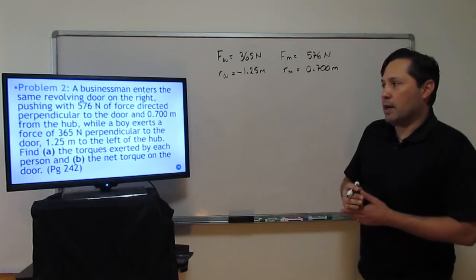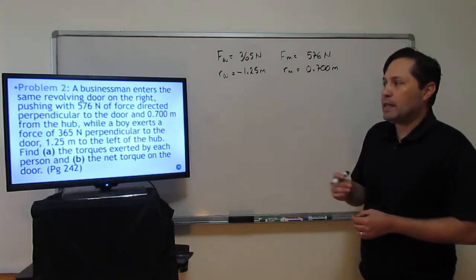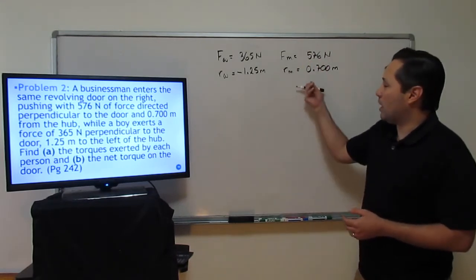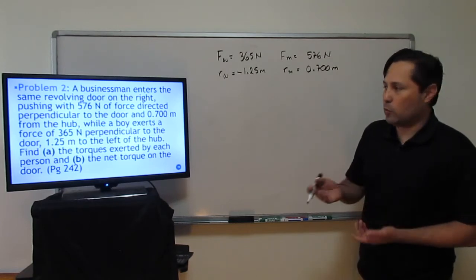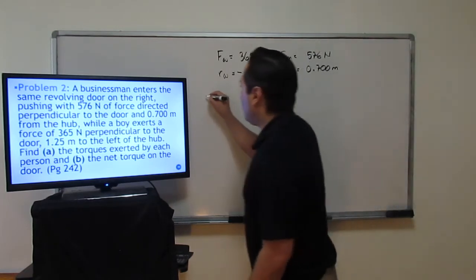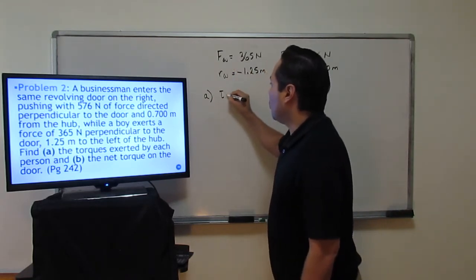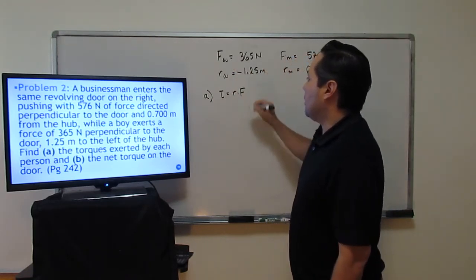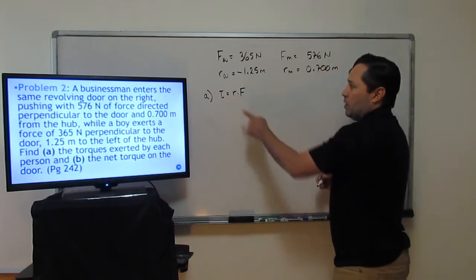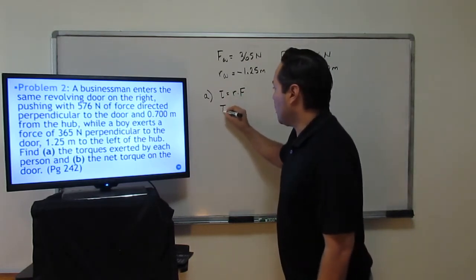For part A, they said, find the torque exerted by each of the individuals, the boy and the man, and the net torque as well. That's part B. So let's go ahead and do that. Part A will be here. So we just got to multiply both of these because torque is just R times F, so the force times the radius. So let's do that for the boy.